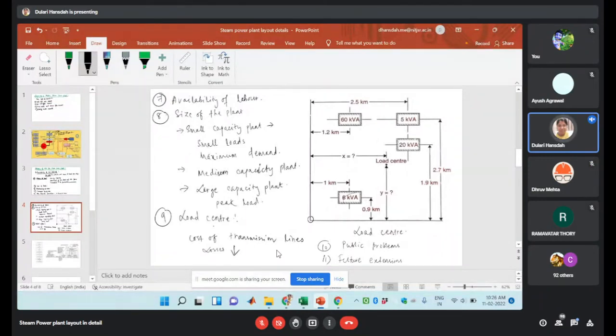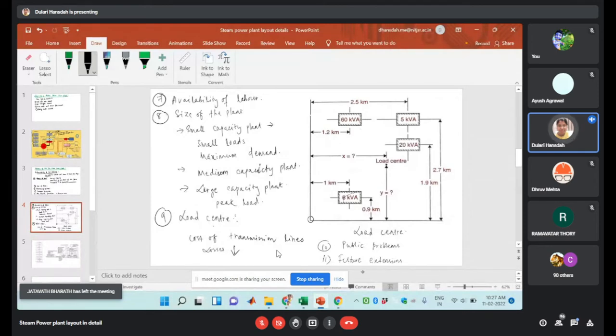So in that case, there will be a requirement for future expansions. That should be one choice for the site. These are the different points I have discussed, which we will keep in mind to select the site for the steam power plant. I have already told you about the capacity of the power plant.